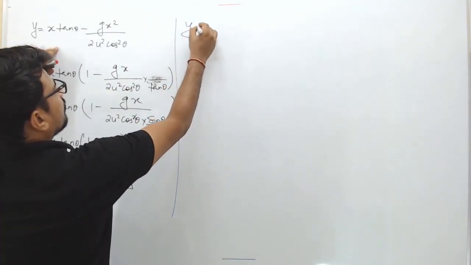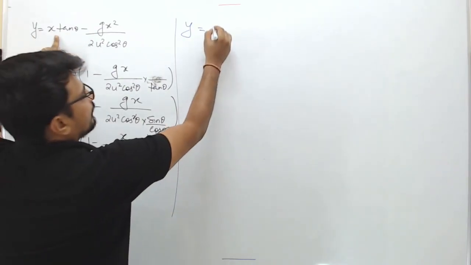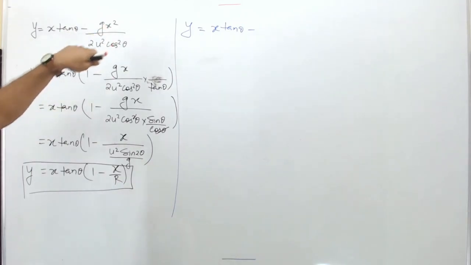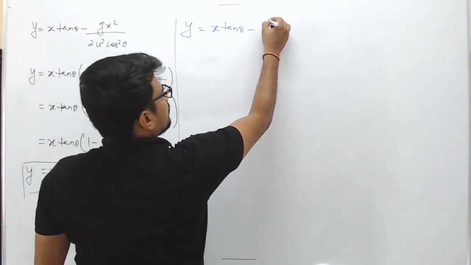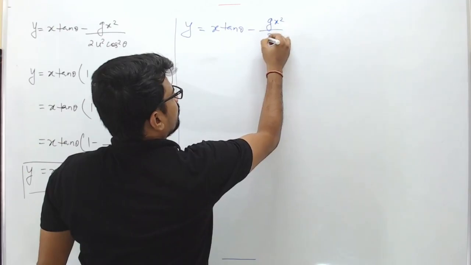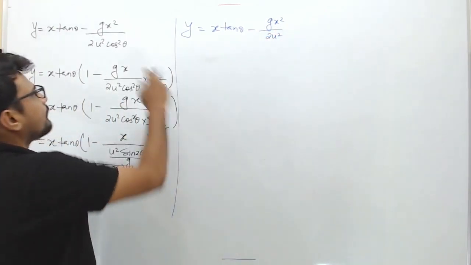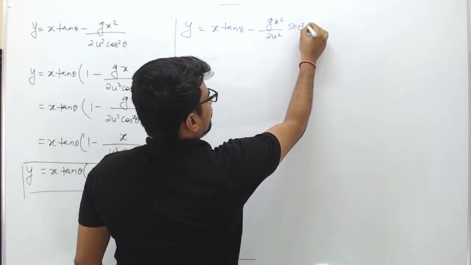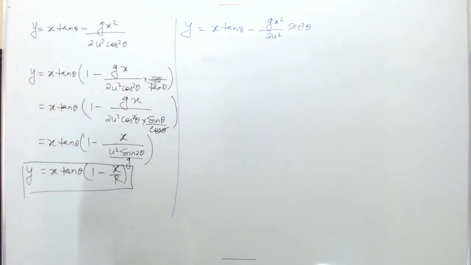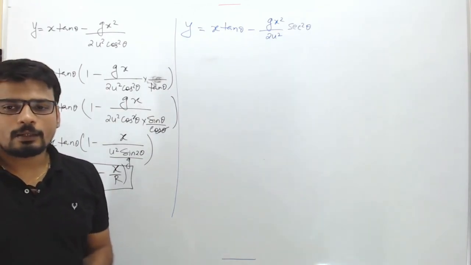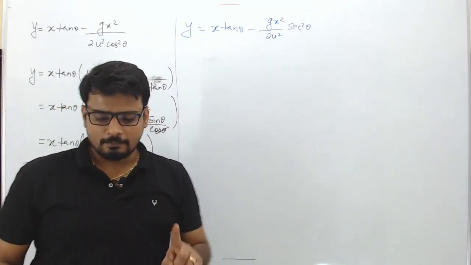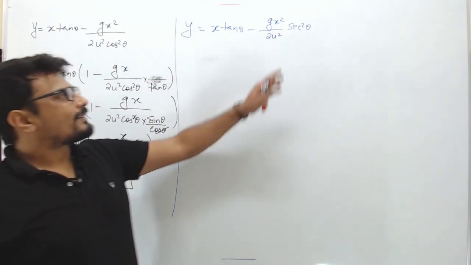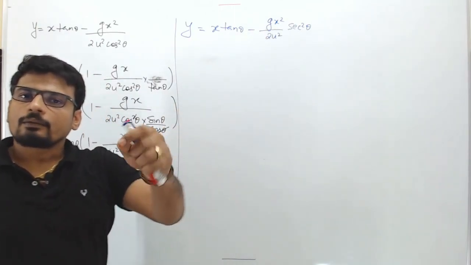Y is equal to x tan theta negative gx square upon 2u square cos square theta. When cos square theta is taken upward, that is going to be what? Sec square theta. Now, why am I doing that? Because I know that sec square theta could be written as 1 plus tan square theta. Now, already we have tan theta over here. So, I also wanted to get a tan theta over here in order to make a quadratic format.